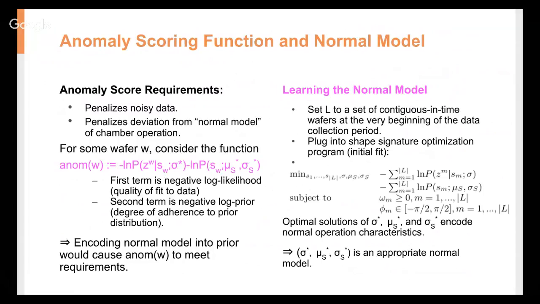Suppose you've learned the normal model, and now you want to assign an anomaly score to a wafer that comes later in time. You can solve this problem for the wafer, and then substitute in this sigma squared, sigma star, U_S star, sigma_S star into the objective function upon termination of the optimization procedure. And you have an anomaly score for that wafer for free.